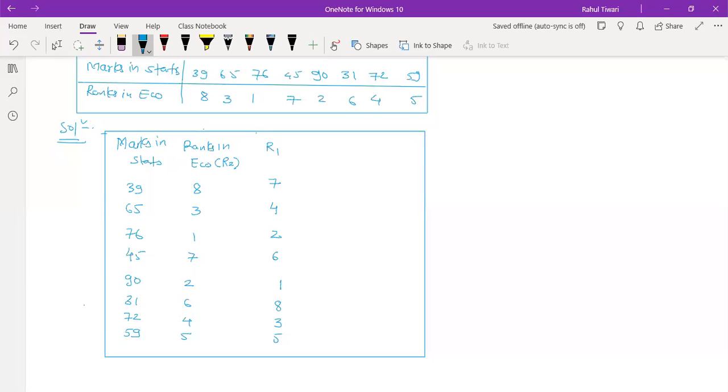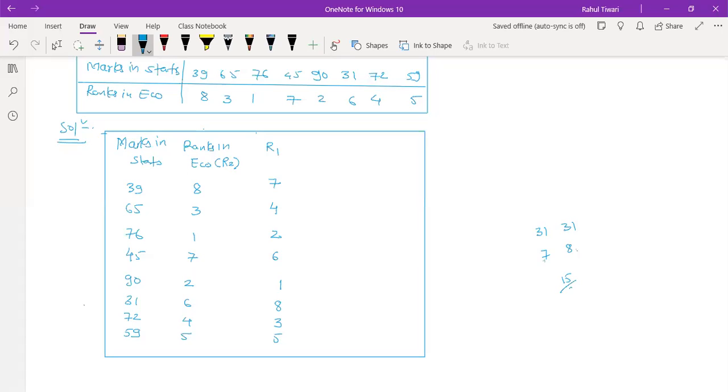Suppose the rank is repeated, then what happens? 39 is given rank 7 and 31 is given rank 8. Suppose this is 31, 31, both are 31. Then you have already given 6 ranks, but at rank 7, 31 comes, 31 comes, two observations come. So for rank number 7, which is 31 repeated twice, you have to add ranks 7 and 8, and the answer is 15.